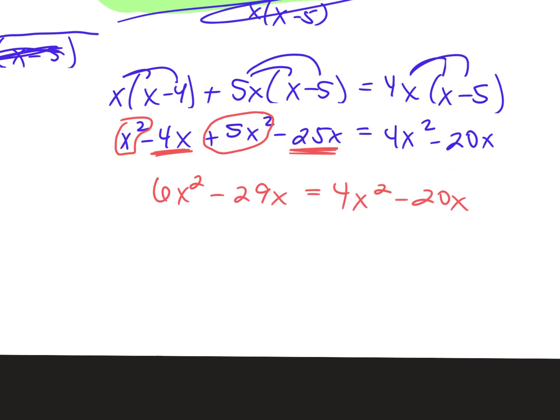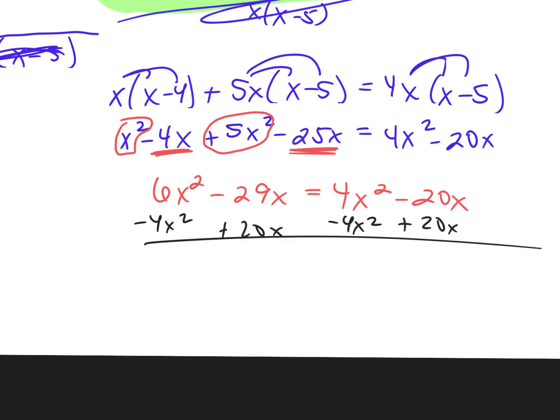Everybody with me? All right, move everything to one side. So what am I going to do? Subtract 4x squared from both sides. I'm going to add 20x to both sides. 6 minus 4 is going to leave me with 2x squared. Negative 29 plus 20 gives me a minus 9x equals what?